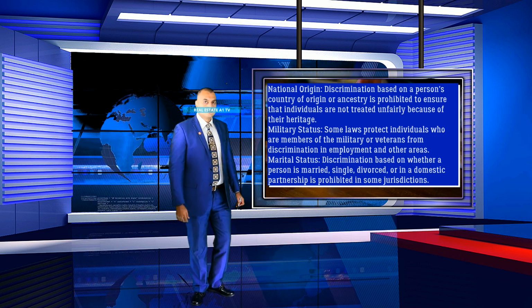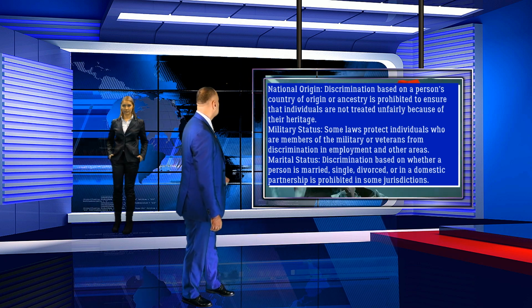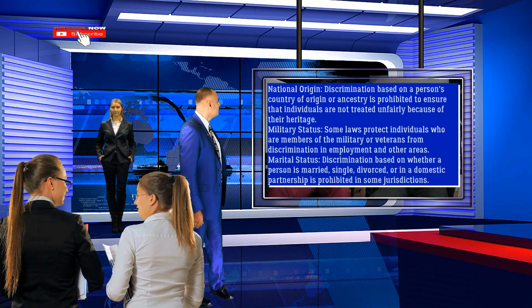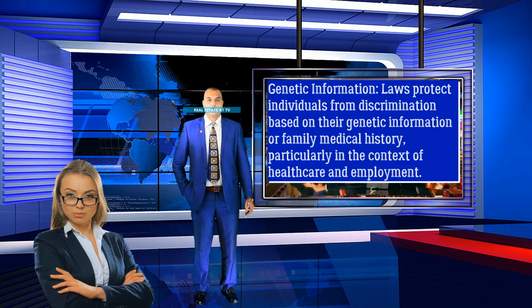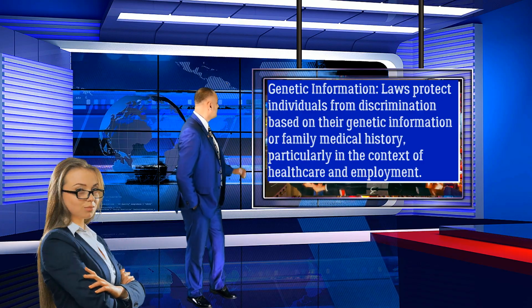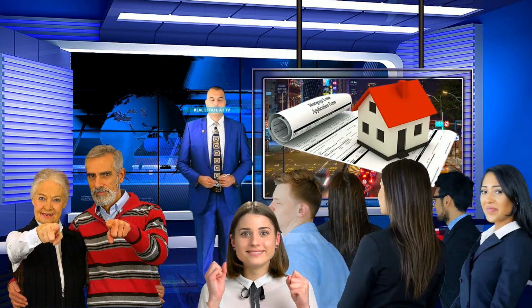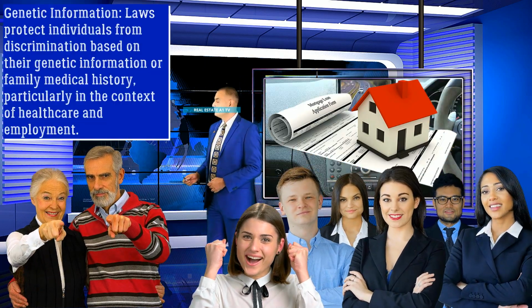8. Pregnancy. Pregnant individuals are protected from discrimination in employment and other areas, ensuring they are not treated unfairly because of their pregnancy or related conditions. 9. National origin. Discrimination based on a person's country of origin or ancestry is prohibited to ensure that individuals are not treated unfairly because of their heritage. 10. Military status. Some laws protect individuals who are members of the military or veterans from discrimination in employment and other areas. 11. Marital status. Discrimination based on whether a person is married, single, divorced, or in a domestic partnership is prohibited in some jurisdictions. 12. Genetic information. Laws protect individuals from discrimination based on their genetic information or family medical history, particularly in the context of healthcare and employment.